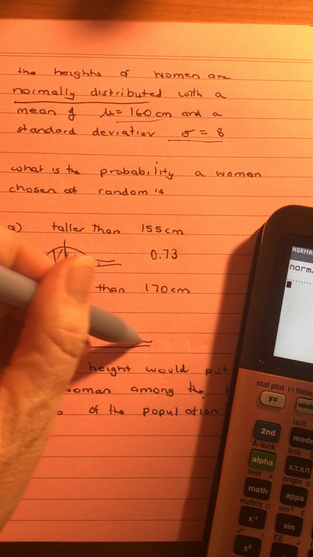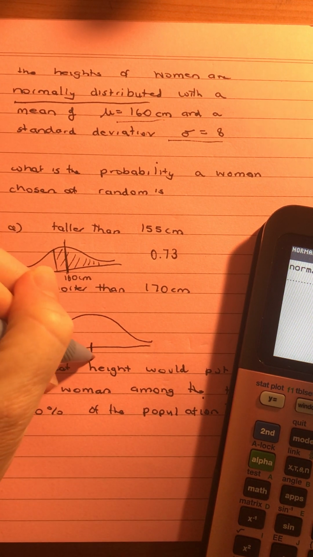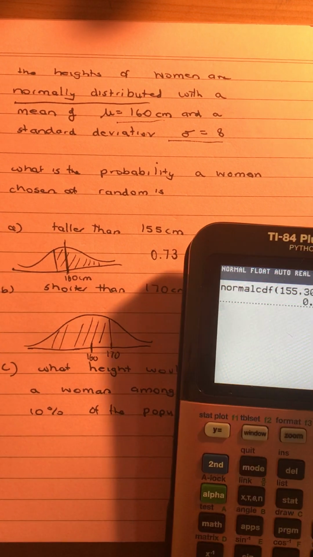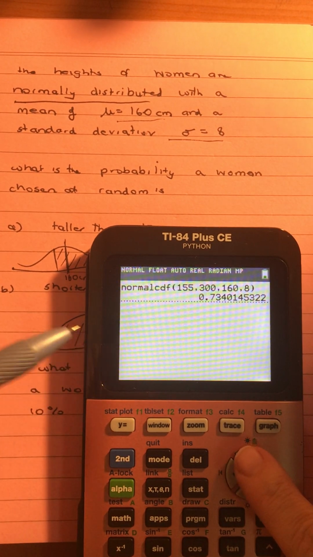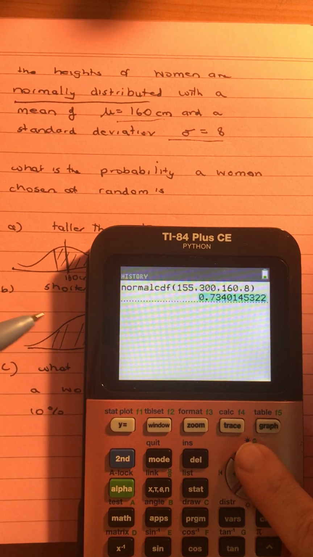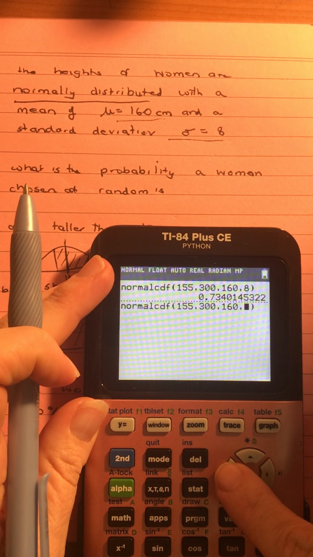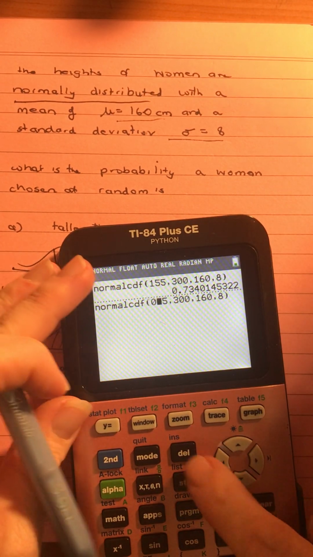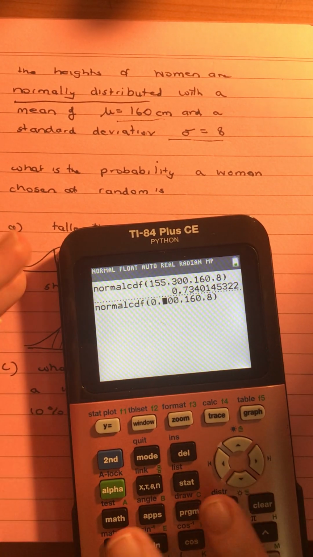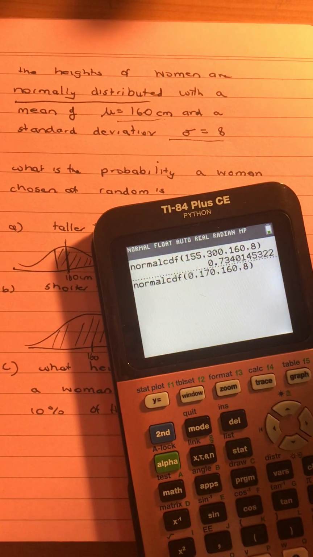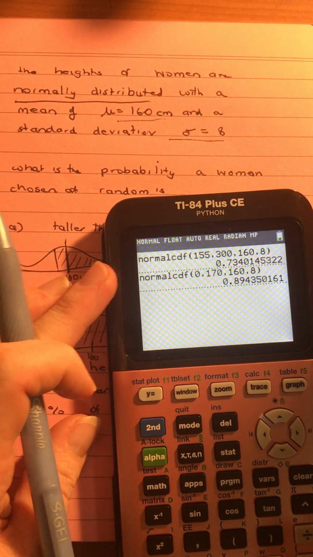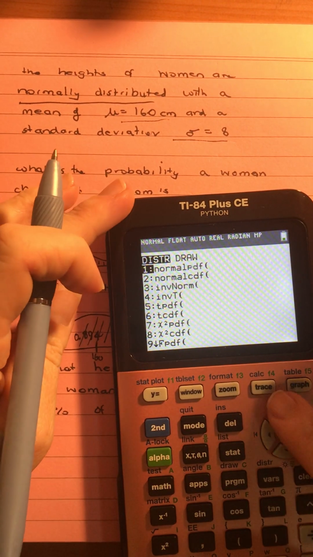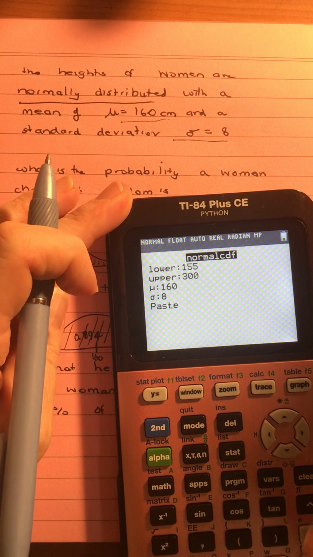Shorter than 170. So we now have our 160 there, we've got our 170 there, and we're working out this area here. So going back in, you could go back up here and change the numbers, bring that down and scroll across, and you can go between 0 and the 170, and then the rest stays the same. So you could do it that way and get the 0.894, or you can go back into second vars and put those values in there.